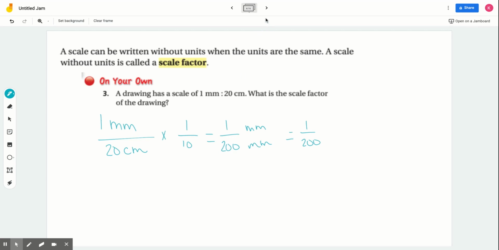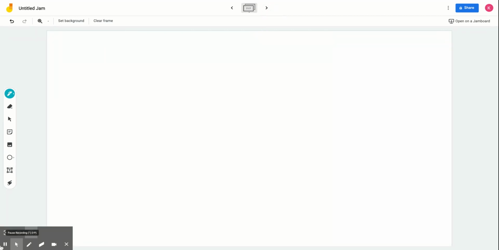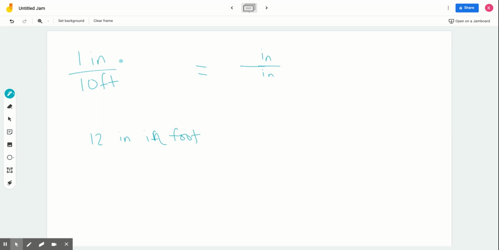Now let's take a look at another example like this, because I know scale factors can be a little tricky. When we have 1 inch to 10 feet, and we are trying to get it into inches for our scale factor, we know that there are 12 inches in a foot. So we are going to multiply by 1 over 12. So 1 times 1 is 1, 10 times 12 is 120. So 1 inch in the model or drawing would be 120 inches in real life. So our scale factor without units would be 1 to 120.